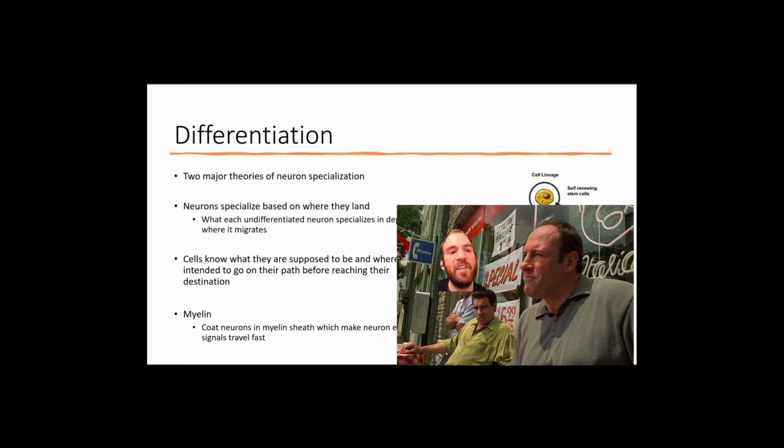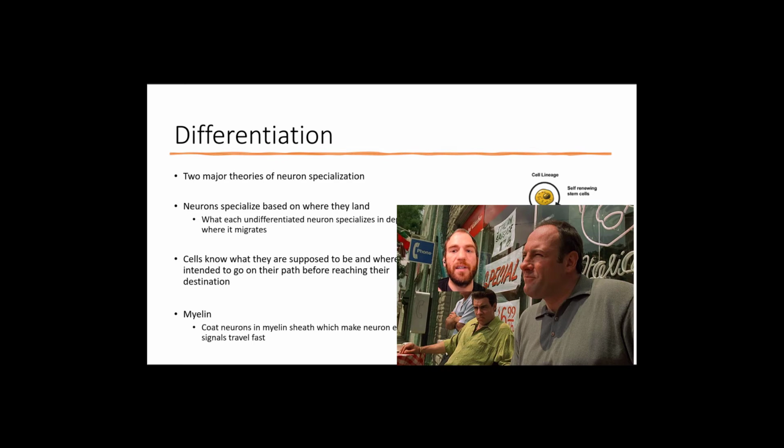Now let's look at differentiation. Two major theories of neuron specialization: neurons specialize based on where they land, or cells know what they are supposed to be and where they're intended to go on their path before reaching their destination. So we have two competing theories here.